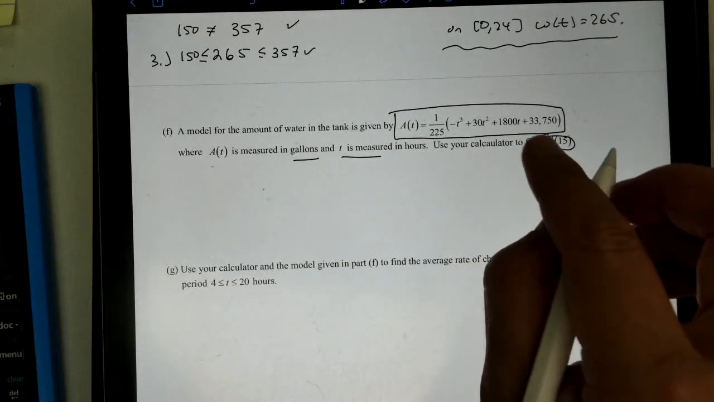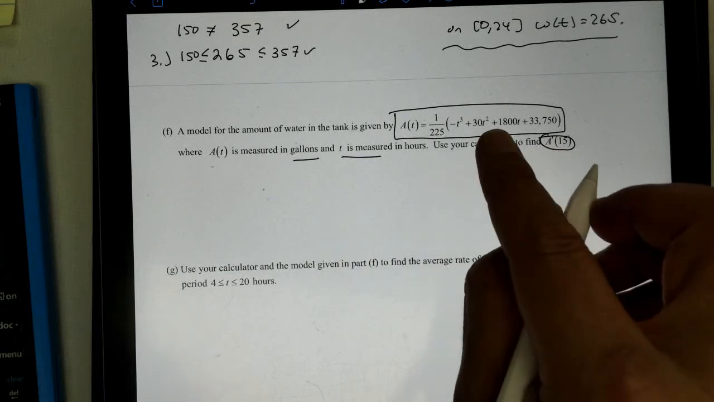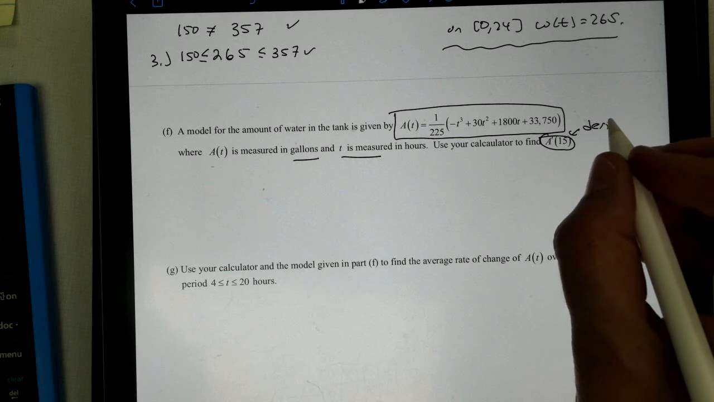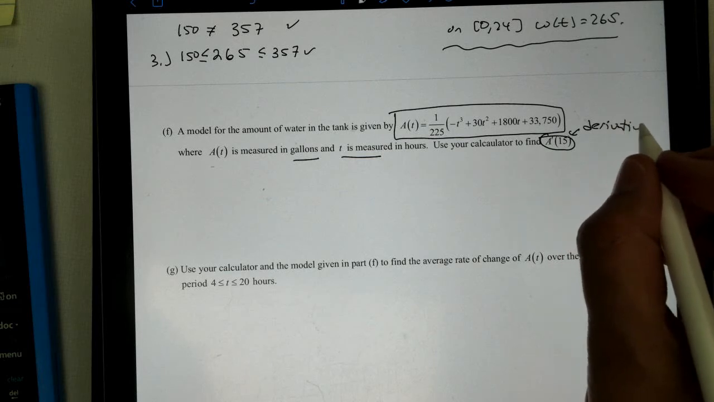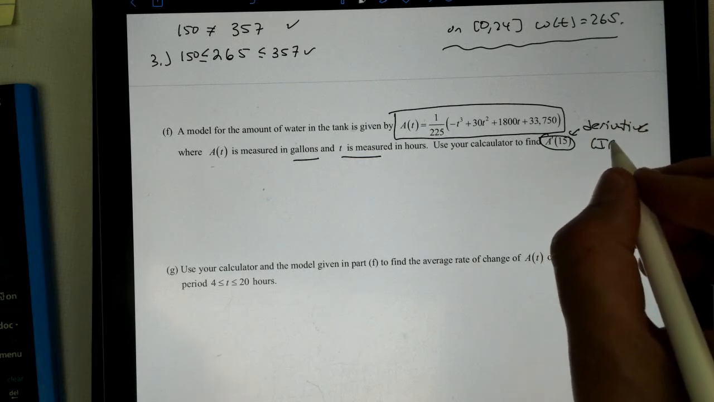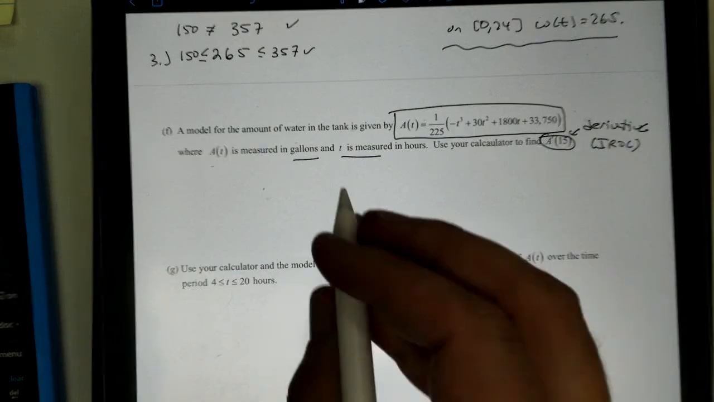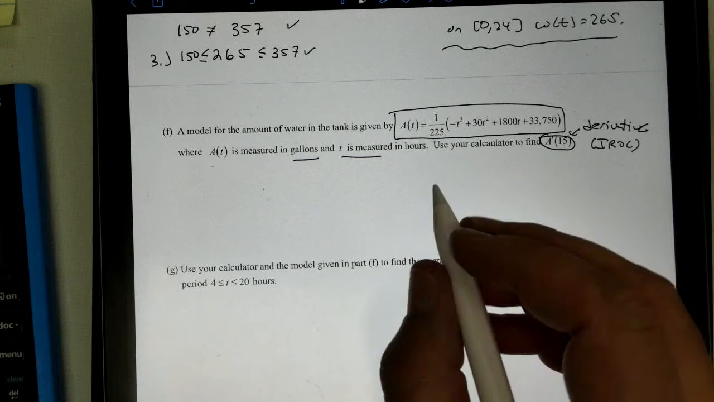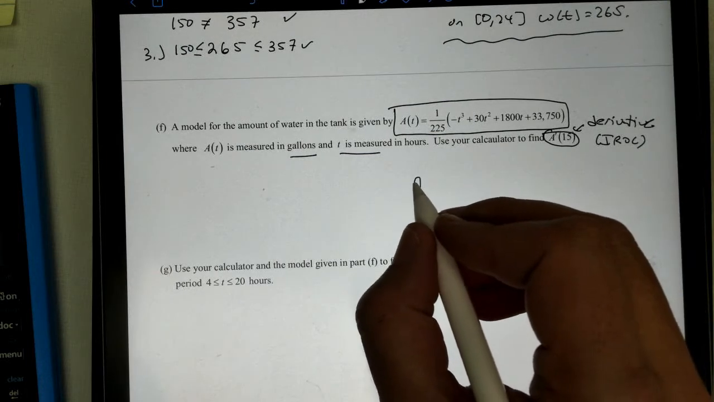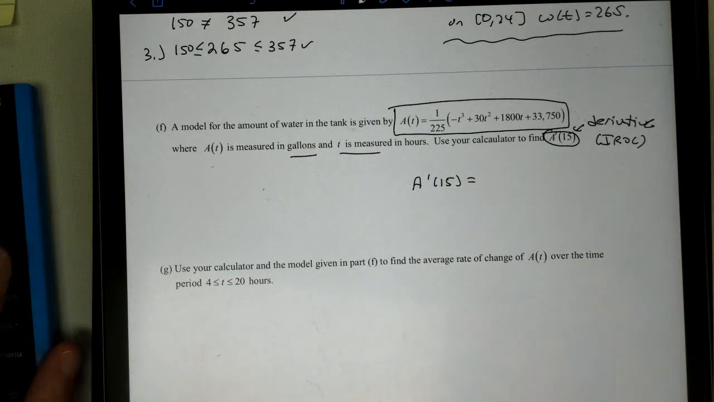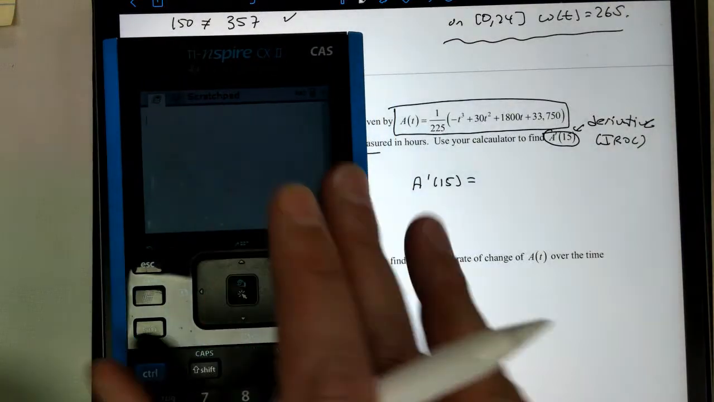Now this is different. I don't need to use my average rate of change because I have an equation. So this right here is a direct derivative. In other words, now we're thinking instantaneous rate of change. So how do I find it? Very easy. On the calculator, this is what you're going to do. To get A prime of 15, you're going to write out A prime of 15.